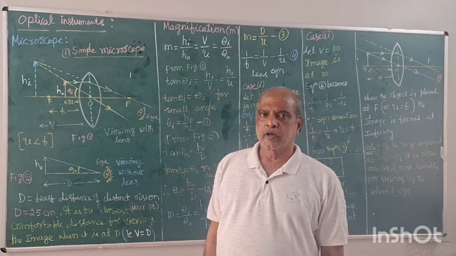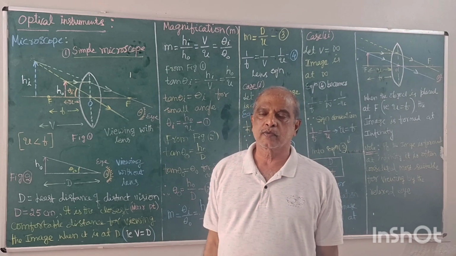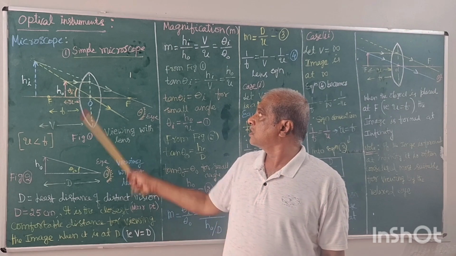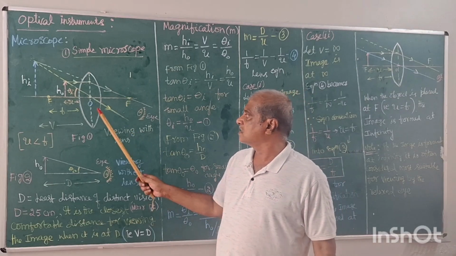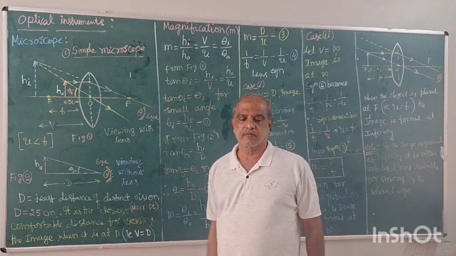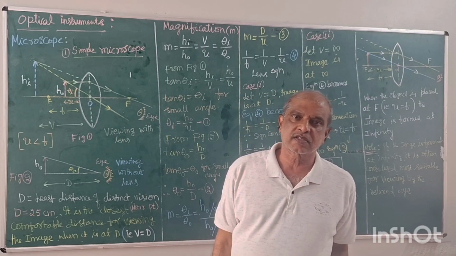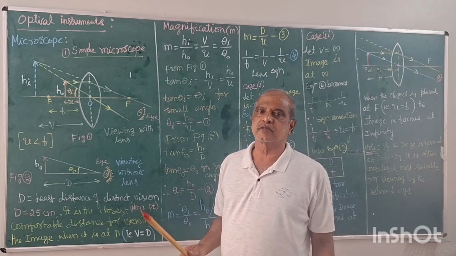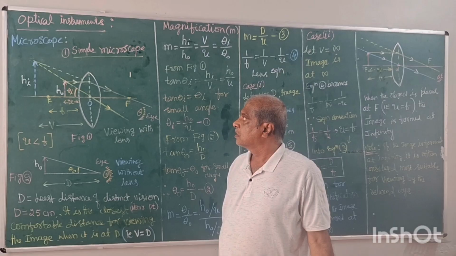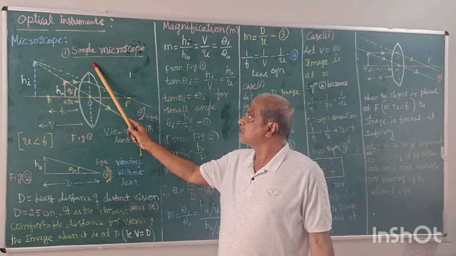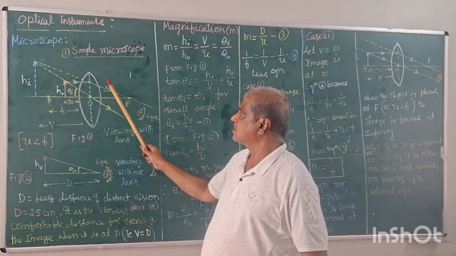There are two types of microscope: simple microscope and compound microscope. In a simple microscope, a single convex lens is used to magnify the image. In a compound microscope, two convex lenses are used to magnify the image, which can enhance the magnification as well. Let us see what a simple microscope is in detail. Only one convex lens we have.